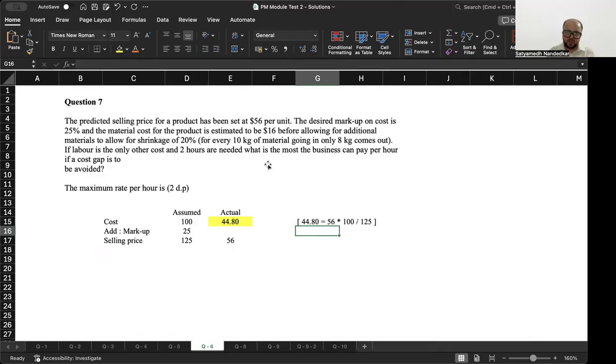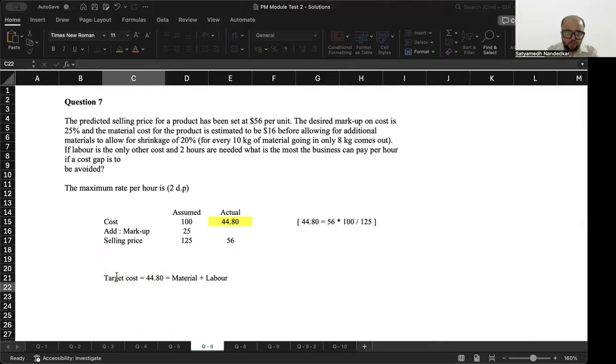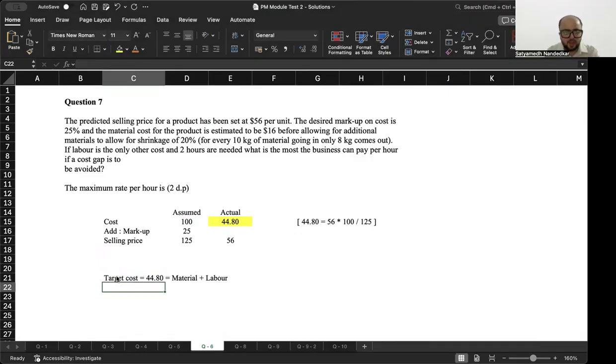For every 10 kg of material going in, only 8 kg comes out. If labor is the only other cost and 2 hours are needed, what is the most the business can pay per hour if a cost gap is to be avoided? That means my target cost has to be 44.80, which should be equal to material plus labor. Now observe that 16 is before allowing for additional materials to allow for shrinkage of 20%. For every 10 kg of material that goes in, only 8 kg comes out.